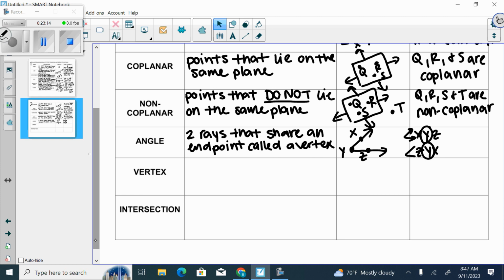You also could name this just angle Y, but you can only do this if it's the only angle existing there. If there was a 3rd ray, then we wouldn't know which angle you're referring to if you just name it Y. So you can only name it this way if it's the only angle at Y.